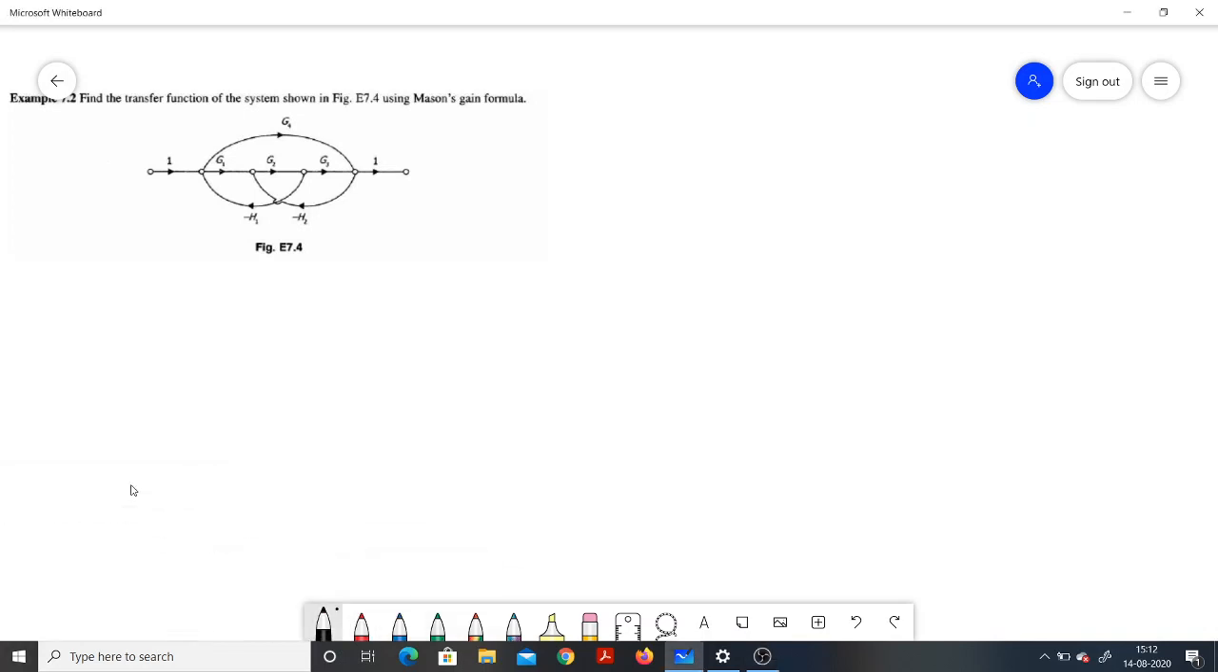Hello students, today we will solve a numerical on signal flow graph. That is, we are going to find the transfer function of the system shown in the figure using Mason's gain formula. Okay, so I will start with the solution.